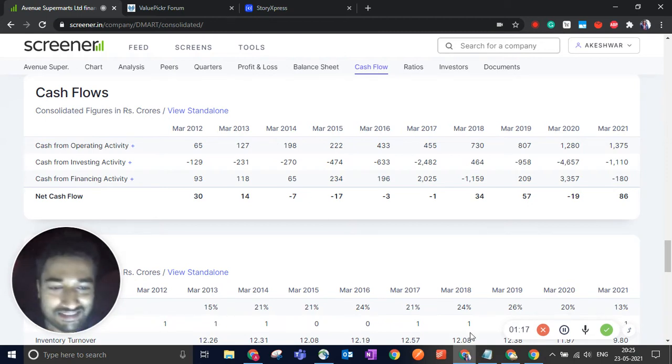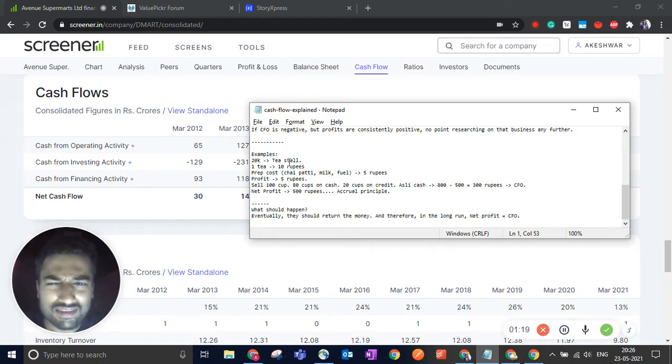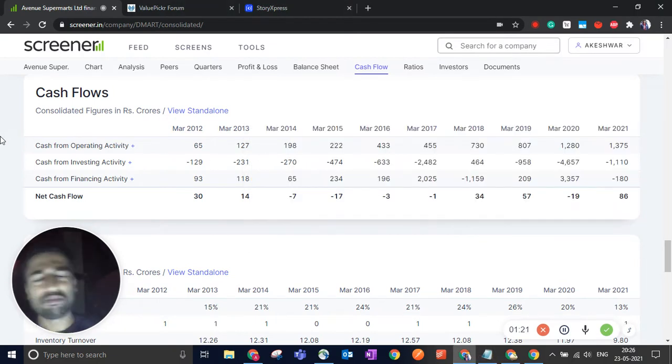Let's say you open a tea stall, right? You spend about 20,000 rupees of money and you open a tea stall. And on the very first day of your operations, you sell about 100 cups of tea, right? Now, what are your costs in producing that cup of tea?